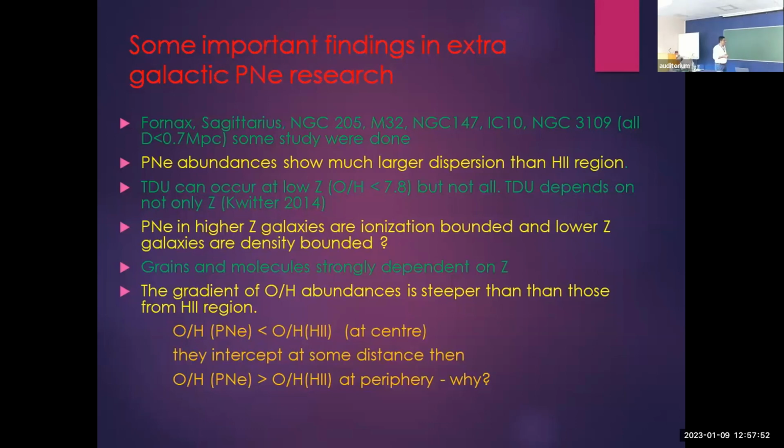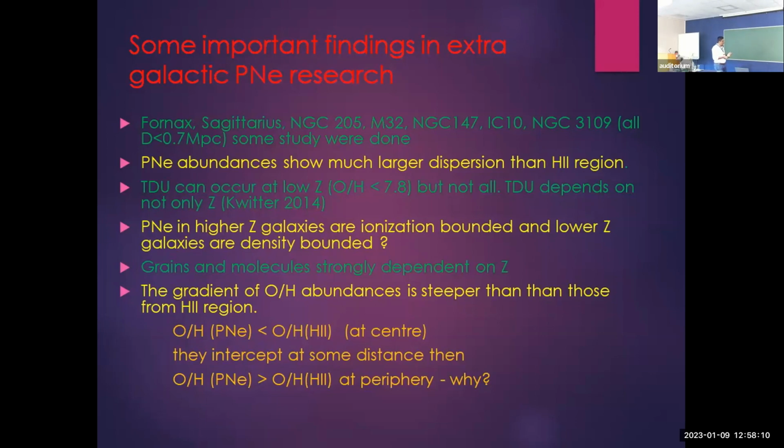In higher metallicity galaxies, planetary nebulae are ionization bounded, whereas in low metallicity, for example, most of the planetary nebulae in the Magellanic Cloud are density bounded. Density bounded means radiation has escaped from the nebula. Ionization bounded means radiation is trapped within the nebula.